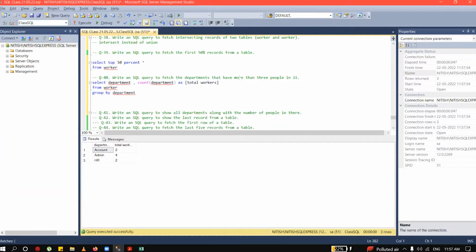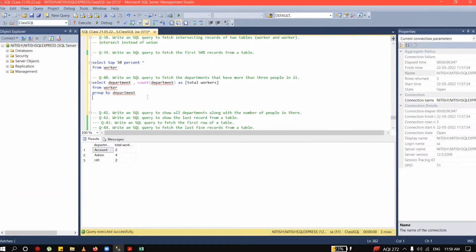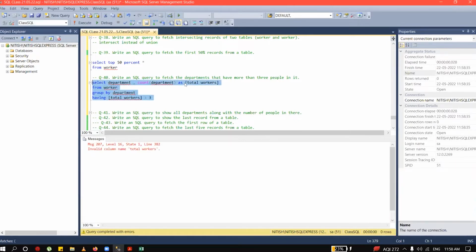The last question is making a clause. What do you think it is? Having or where? What shall I write here? I'm putting a query. Is it having or where? Great. Since it is a group by, we have to make use of the having clause. So having my total workers is less than 3. Oh, sorry, greater than 3. You will only get admin.